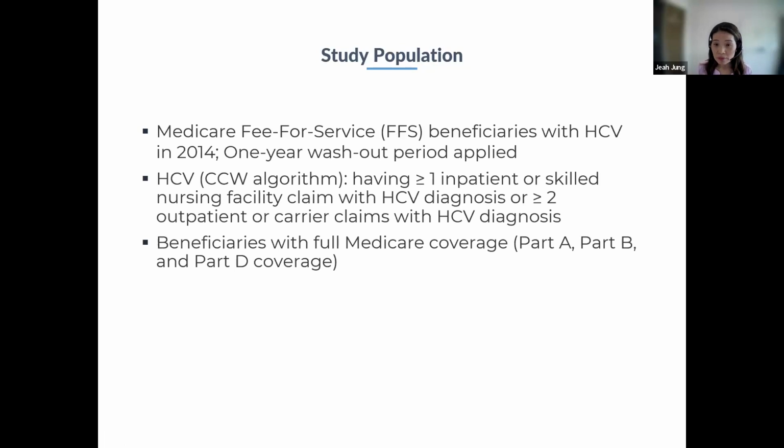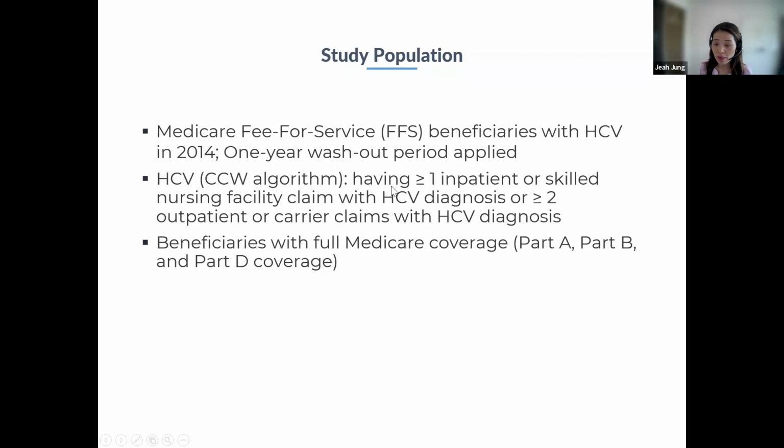The study population is Medicare fee-for-service beneficiaries with Hep C in 2014. We identified those beneficiaries who had the first Hep C claim in 2014 after a 1-year washout period, which means they should not have any Hep C claim in 2013. We don't know prior to 2013, but at least in 2014, they hadn't sought any health care for Hep C. So this is the 2014 Hep C patient.